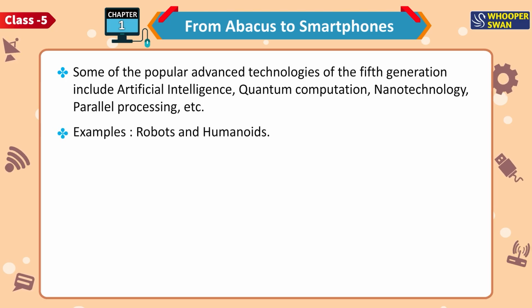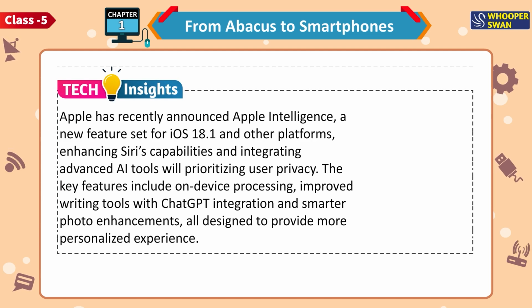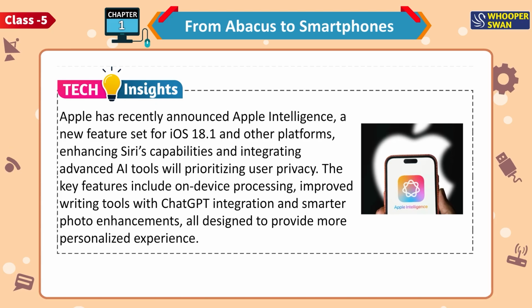Examples: robots and humanoids. Tech Insights: Apple has recently announced Apple Intelligence, a new feature set for iOS 18.1 and other platforms, enhancing Siri's capabilities and integrating advanced AI tools while prioritizing user privacy. The key features include on-device processing, improved writing tools with ChatGPT integration and smarter photo enhancements, all designed to provide a more personalized experience.